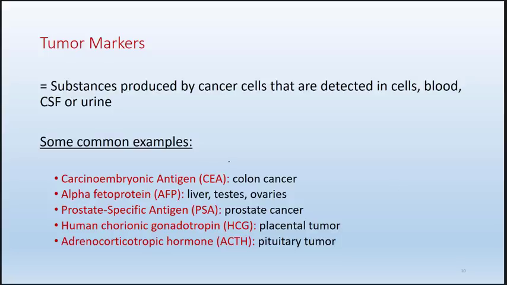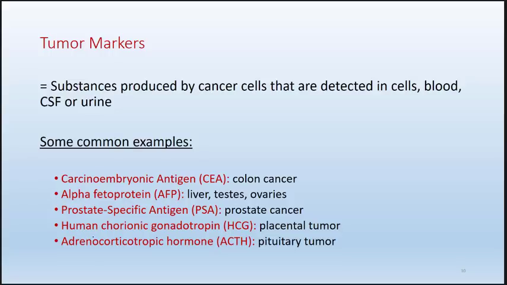Another example is alpha-fetoprotein. This is used as a tumor marker to help detect and diagnose cancers of the liver, the testes, as well as the ovaries. Prostate-specific antigen is secreted into the blood by prostate tumors, but it's important to know that the majority of men that have elevated PSA levels don't actually have prostate cancer upon biopsy.